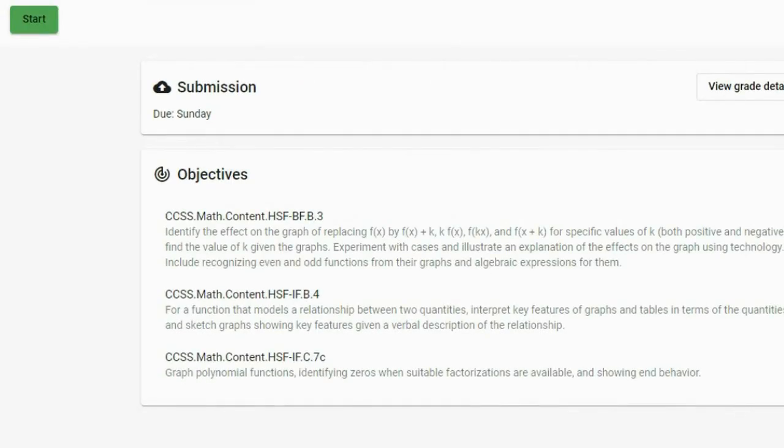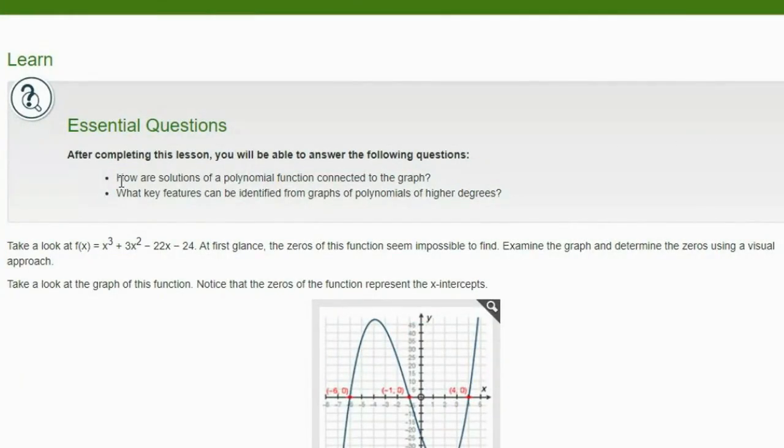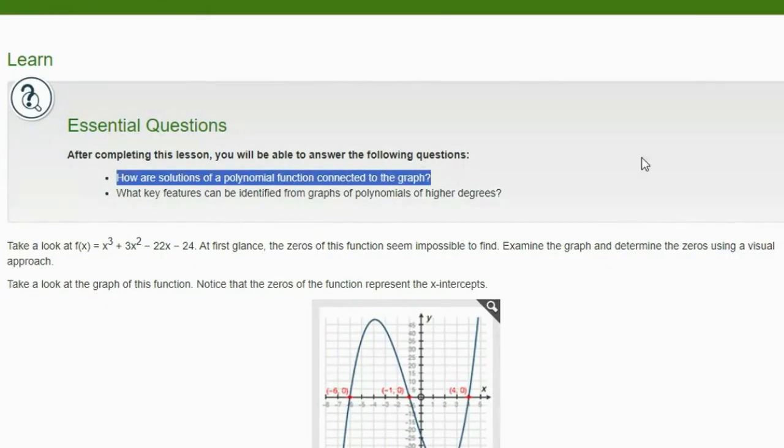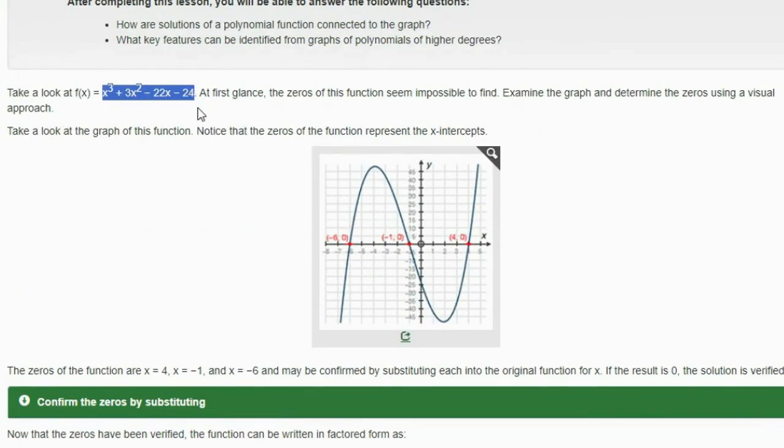All right, let's look at the last assignment for the week. We've used half our time, so we're doing all right. We're going to learn how solutions are connected to the graph of polynomial functions, and what key features can be identified from graphs of higher degrees. All right, so if we look at this equation, x to the third plus 3x squared minus 22x minus 24.